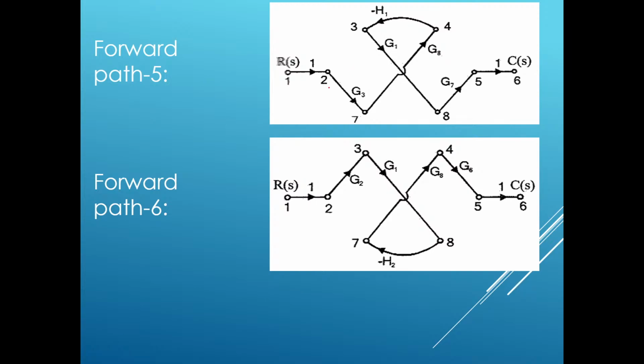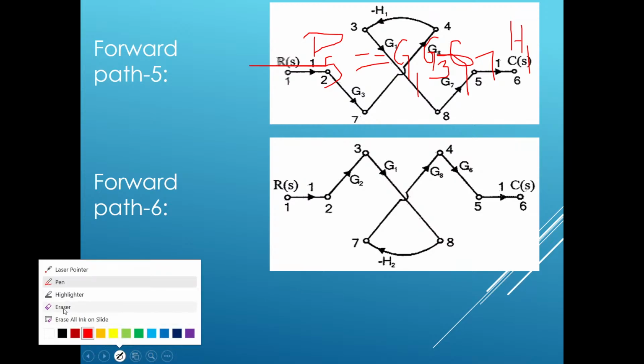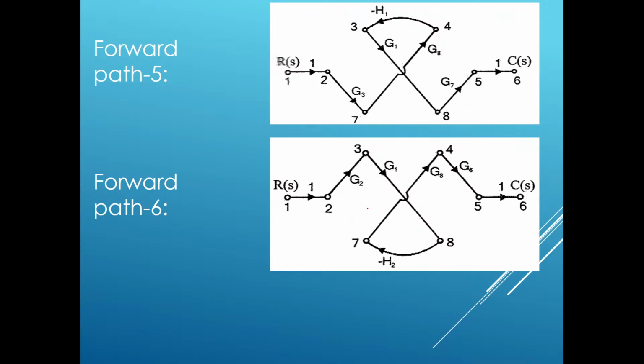Okay, next the fifth forward path gain P5. P5 is equal to how much? G1 into G3 into G7 into H1. H1 is negative, so minus G1 into G3 into G7 into H1. Okay, I'll just erase it. If anyone is copying it down, for them it won't be nice.